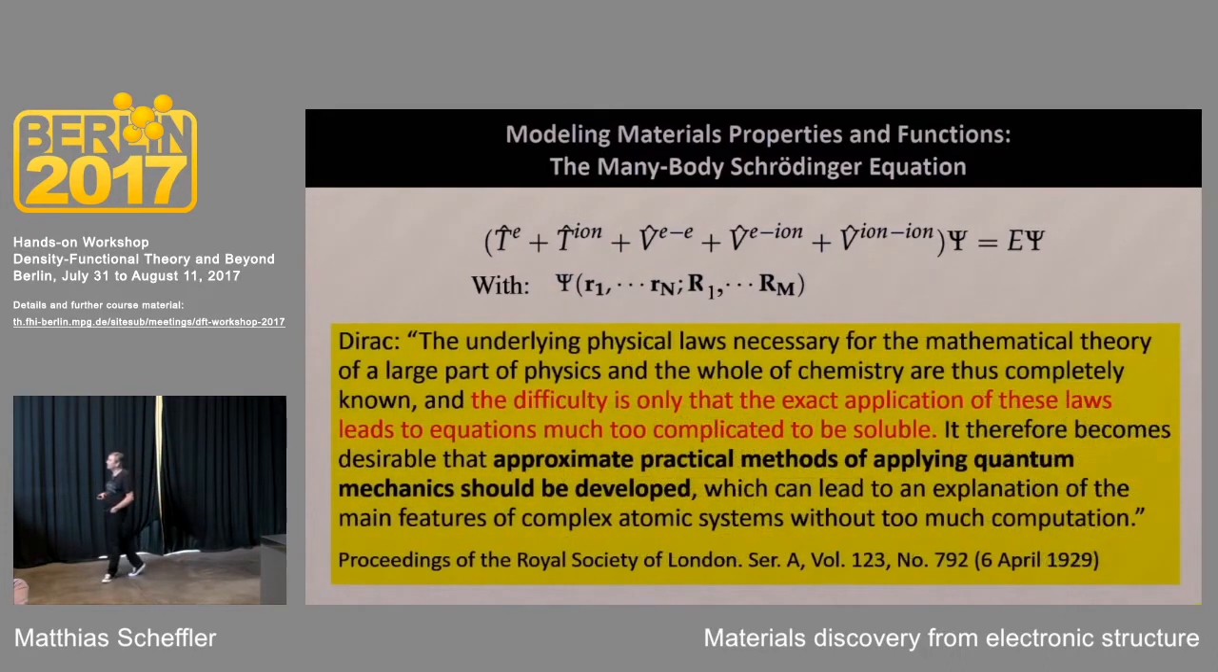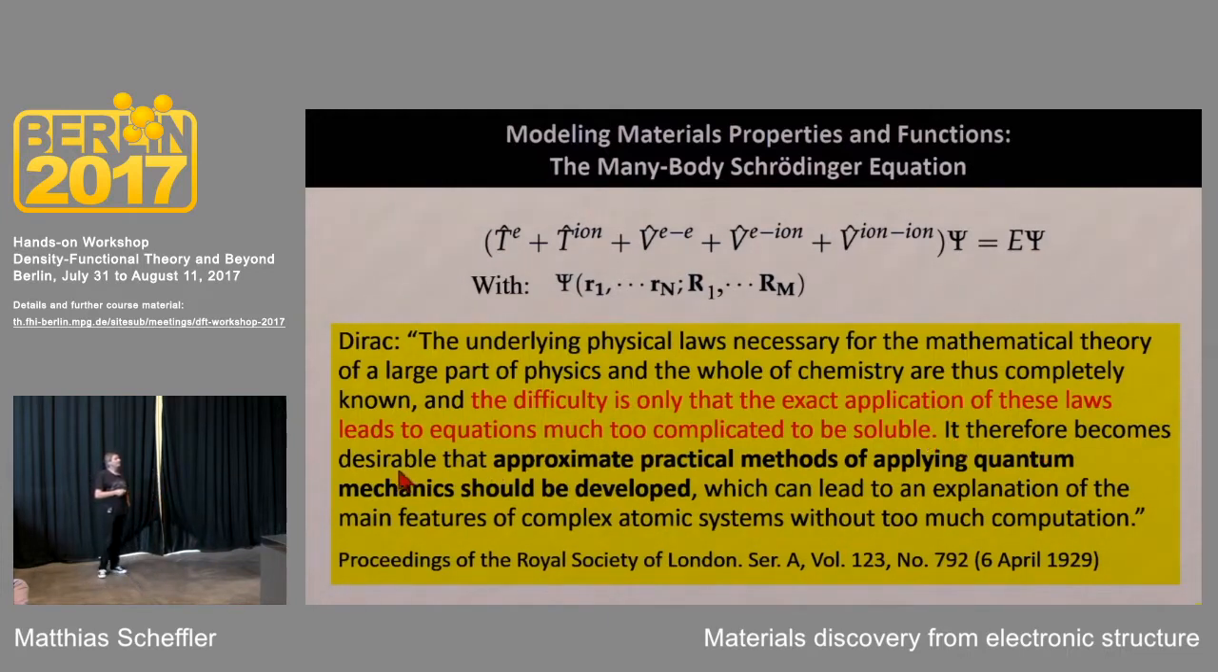Now the interesting thing is the problem has been stated already in 1929, and we are still completely supporting what Dirac worded in '29. The underlying physical laws necessary for the mathematical theory of a large part of physics and the whole of chemistry are thus completely known. This is this Hamiltonian which we have just said. And the difficulty is only that the exact application of these laws leads to equations much too complicated to be soluble. Typically when people quote Dirac, they stop here. But I think what it continues is what this workshop is all about.